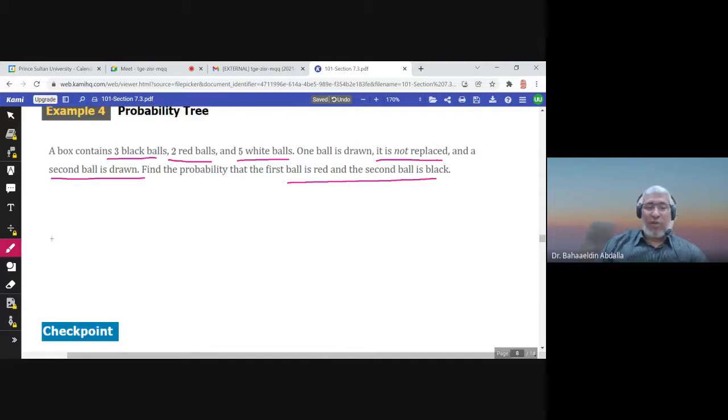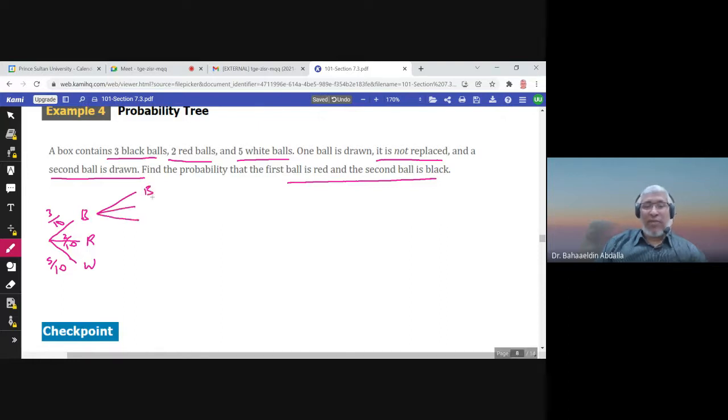Think of the first ball. What are the choices for the first ball? Well, it could be black, it could be red, or white. What is the probability that the first ball is black? How many blacks? 3. The total number of balls, 3 plus 2 plus 5, is 10. What is the probability that the first ball is red? 2 over 10. The probability that the first ball is white, 5 over 10. Now let us select another ball. So we have 3 branches.